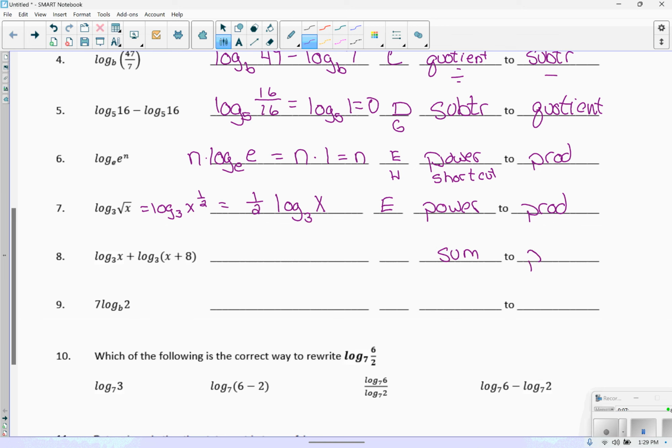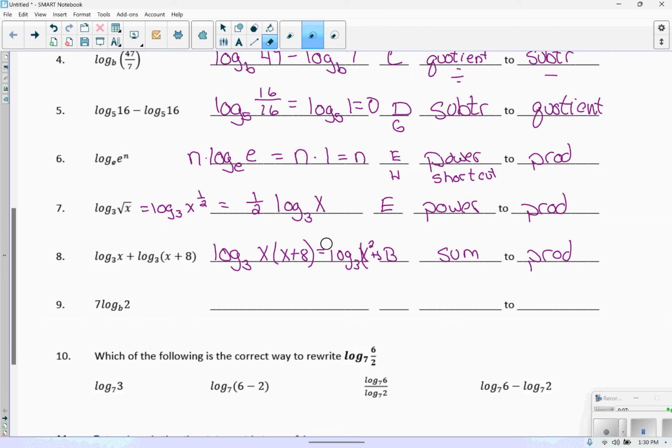And we're going to rewrite it as a product. So that one is rule B. So we're going to have log base 3 of x times x plus 8. And we would want to distribute that. We do still need the parentheses, and that would give me x squared plus, whoops.